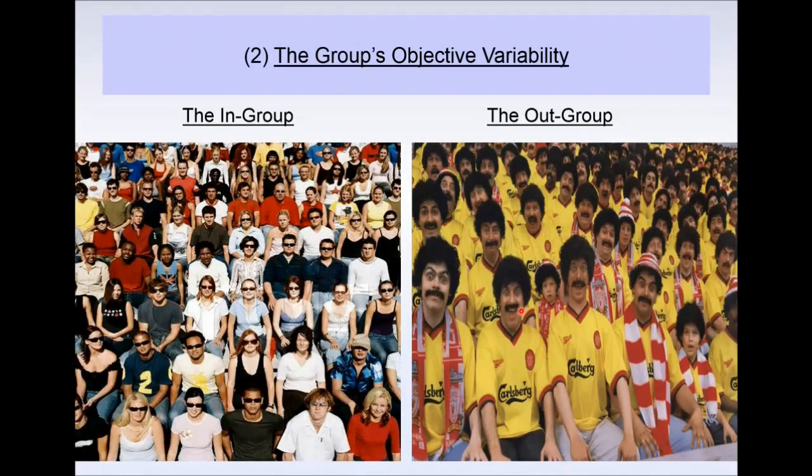So let's move on to the group's objective variability. Here we have two groups, and I'm assuming that you are going to relate more to this bunch of people than to this bunch of people. So let's assume, for the sake of argument, that most of you out there, this is your in-group and this bunch of weirdos is your out-group.